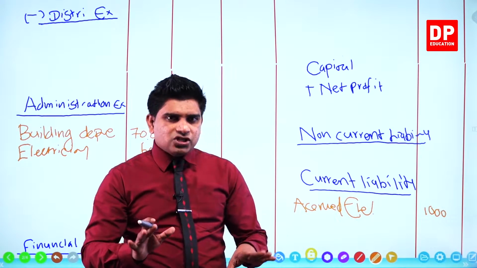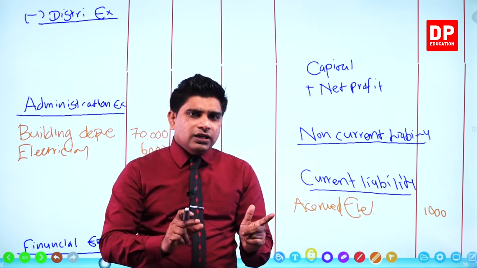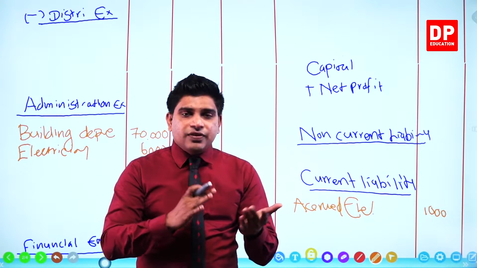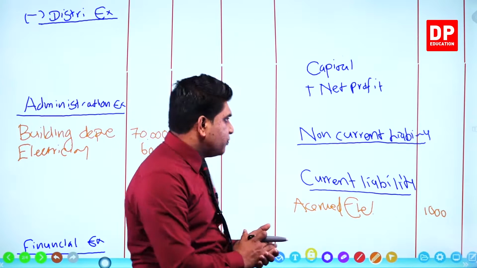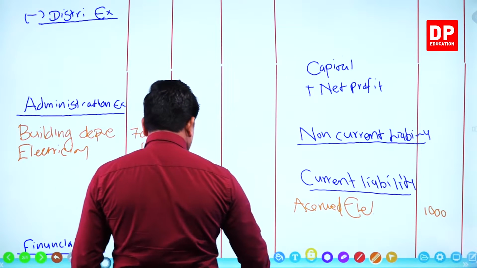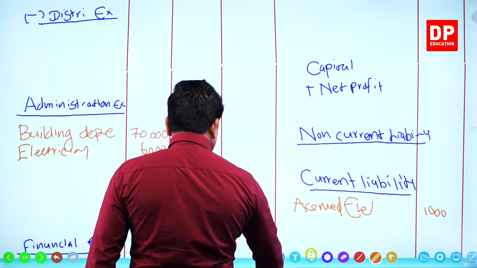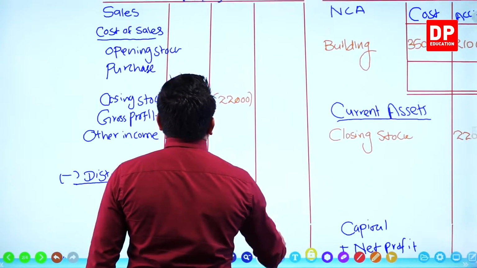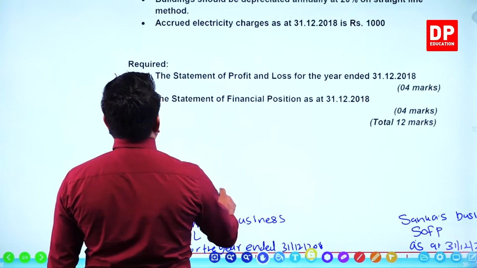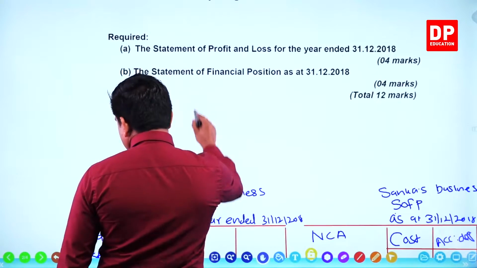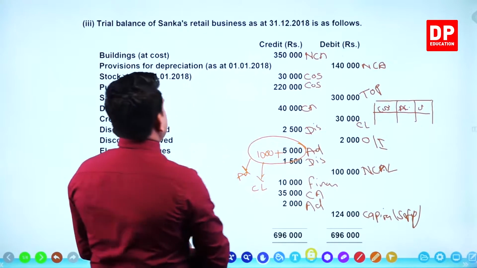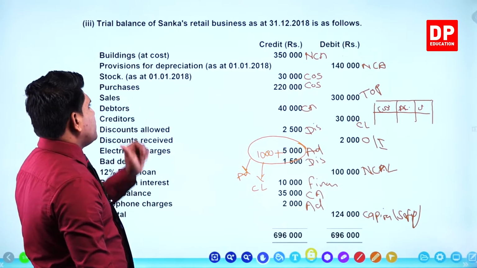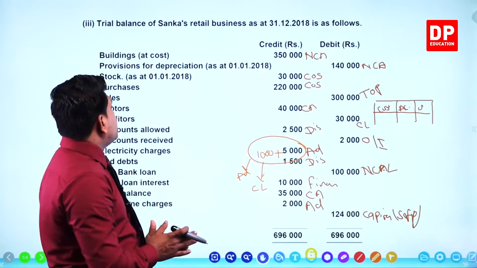All adjustments are finished, but we have to do the other details given in the trial balance. We have to enter them in the statements, right? Now you go to the question. Right, this is the additional information. Now we go to the question. You pick the details, right? Building we have done, provision for depreciation also we have finished.